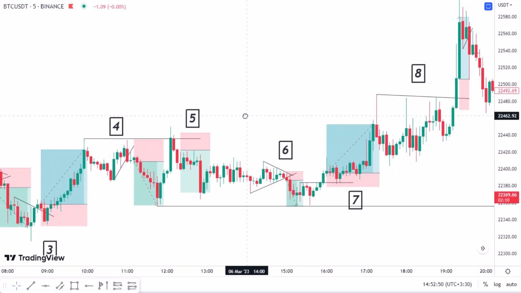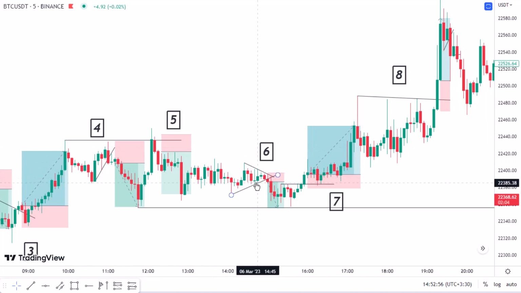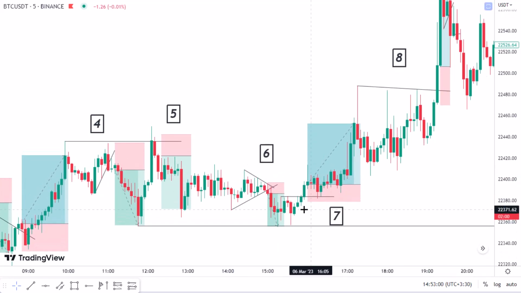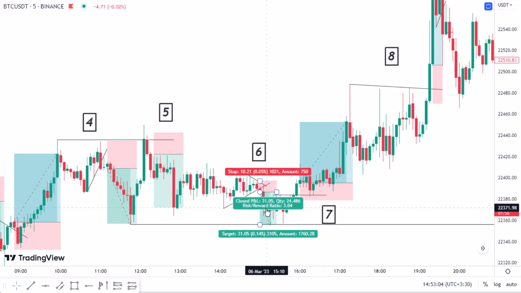On trade 6, we have two trend lines, which is also a triangle. The one from downside is broken here. As you can see, we can enter a sell position, put our stop loss above the candle, and it gives us a reward of 3 here.